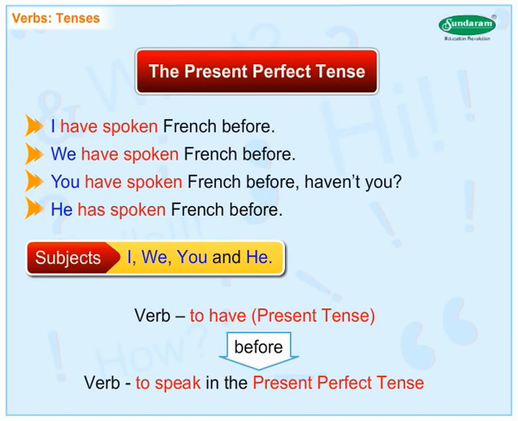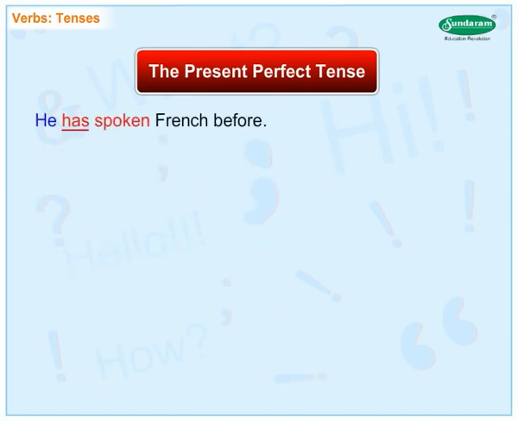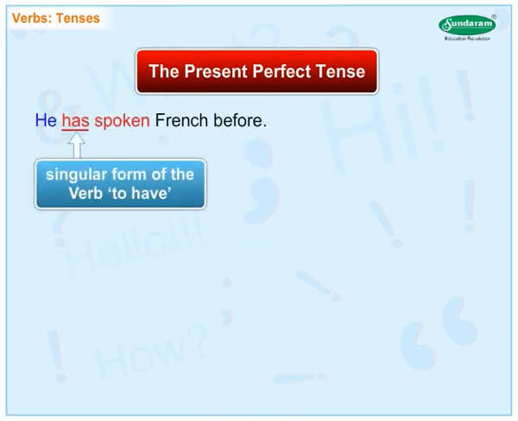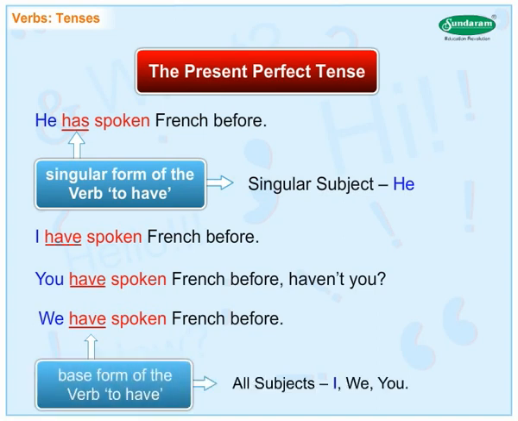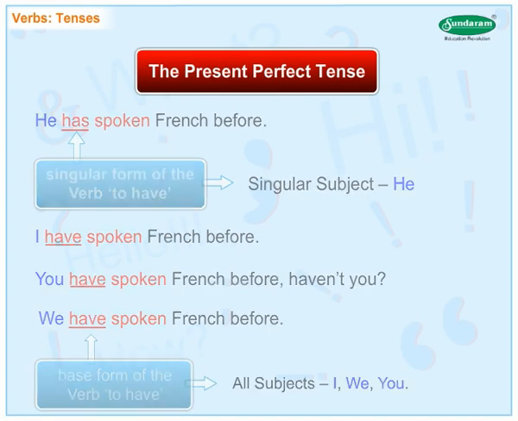In the present perfect tense, has or the singular form of the verb to have is used with singular subjects like he, she, it, etc. It is not used with I or with you to indicate the singular. All other subjects take have.